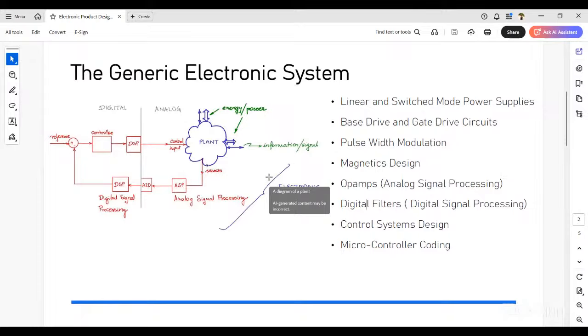This is a course where you bring the different puzzles together. You would have separately learned op amps, separately learned about controls, separately learned about linear power supplies, and this is the course where you actually bring them all together and see how they work together as a system.